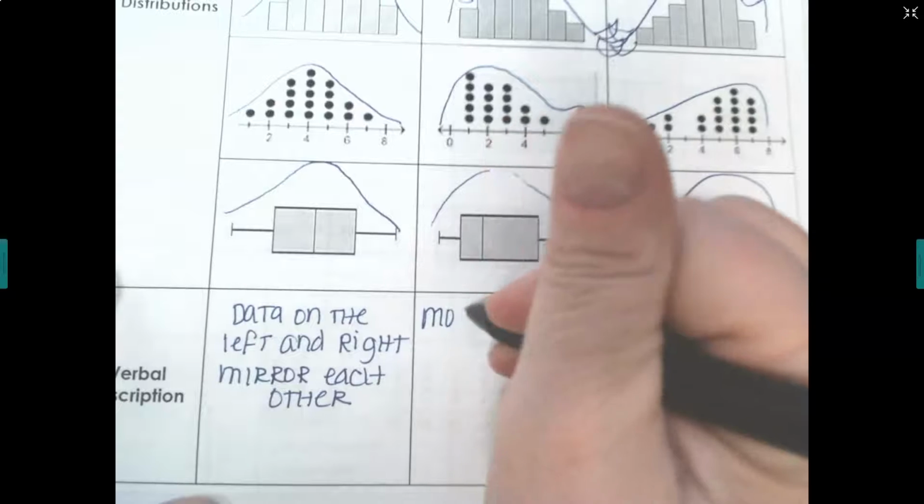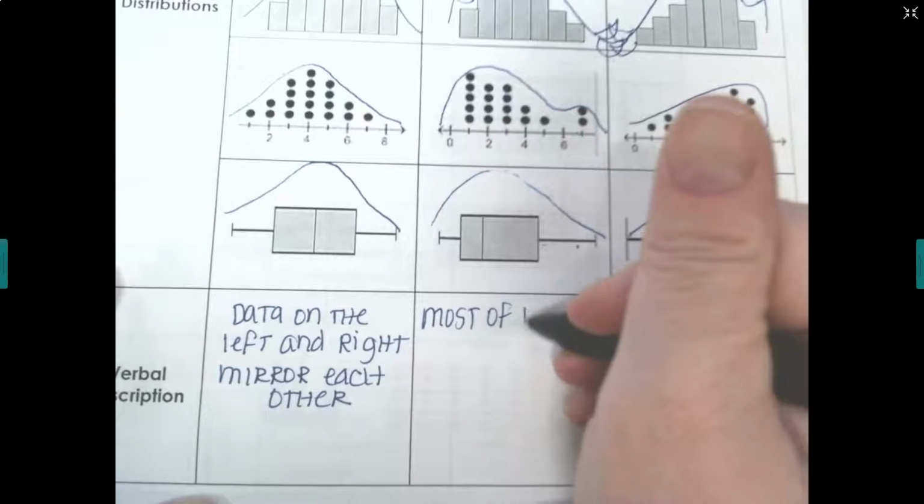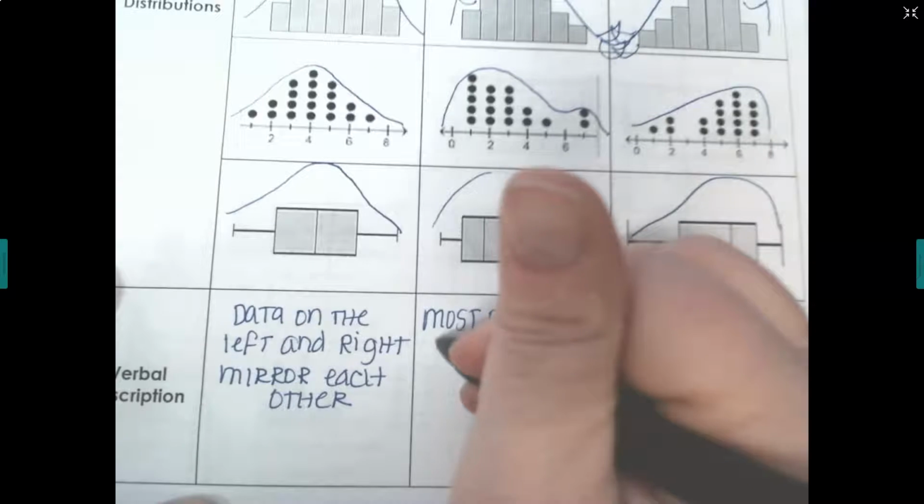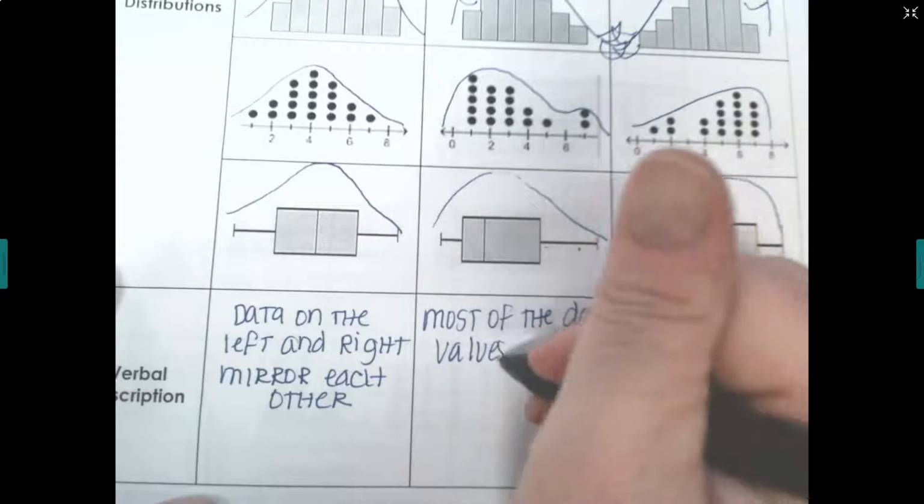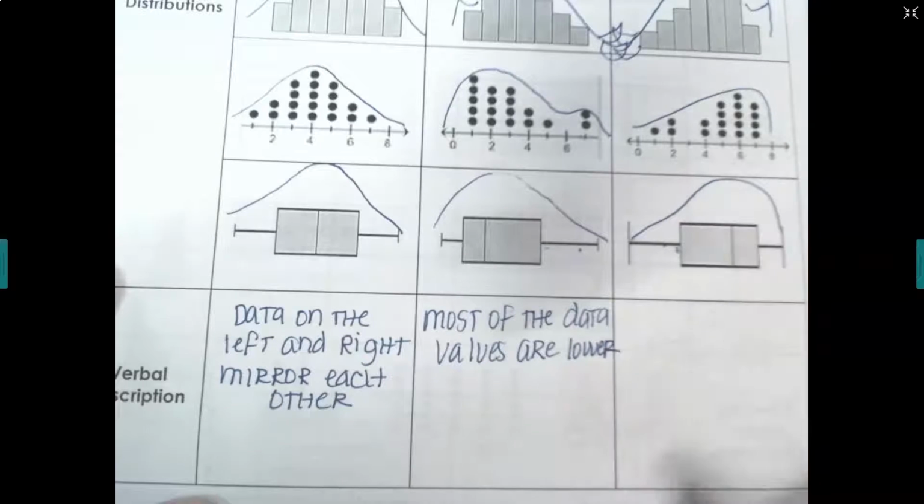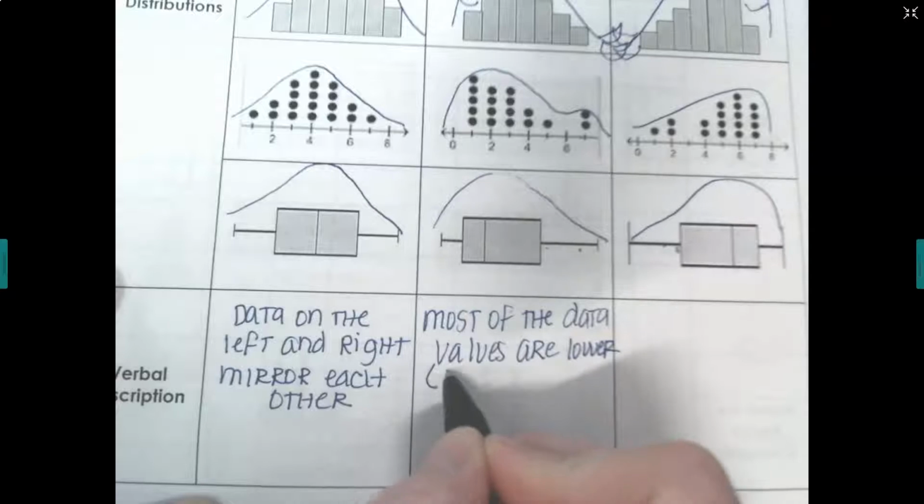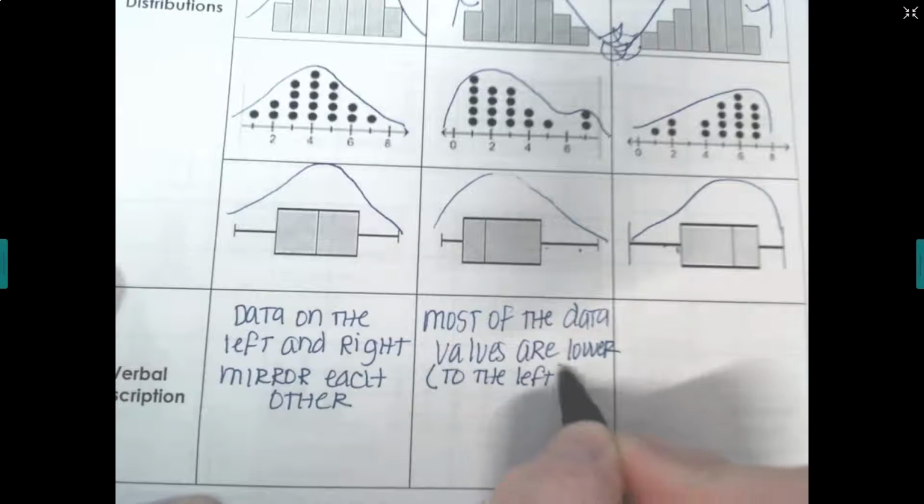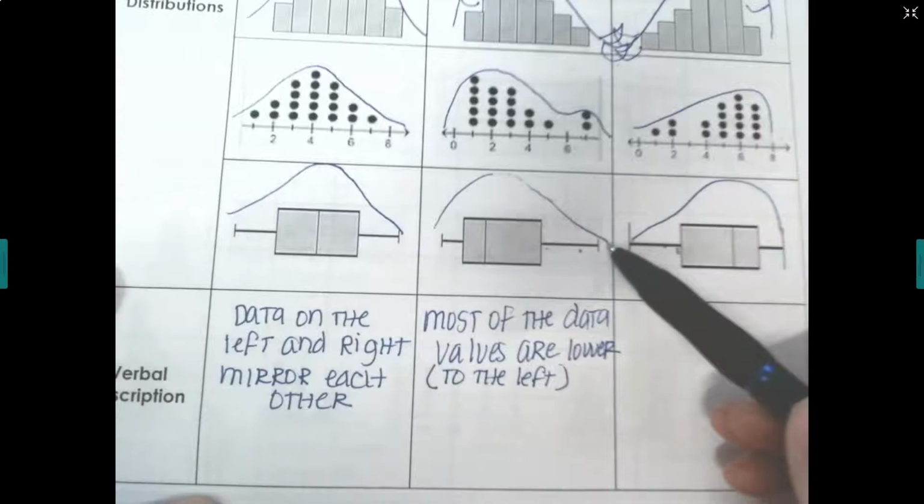For a skewed right with the tail on the right, most of the data values are lower. Because remember, this is on a number line. So when we have more data values to the left, they're lower numbers. So they're lower meaning to the left. We have fewer to the right, which makes this little tail here.